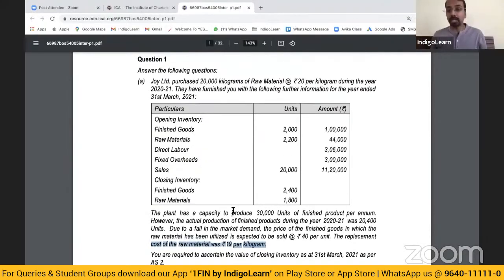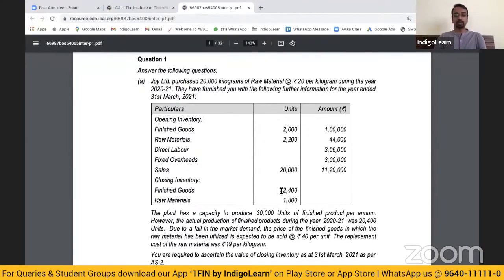So don't get concerned with the length of the question. Sometimes the question may be lengthy, but you will be able to score full marks. Please focus on that. Joy Limited purchased 20,000 kilograms of raw material at 20 during the year 2021. They have furnished the following information. Opening inventory, finished goods 2,000, raw material 2,200, direct labor 3,06,000, fixed overheads 3 lakhs, sales 20,000. Sale amount is not relevant unless we have to compare it with the cost of finished goods.